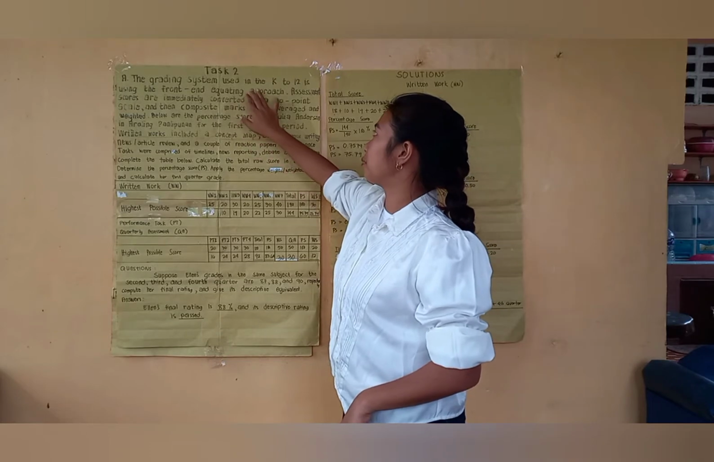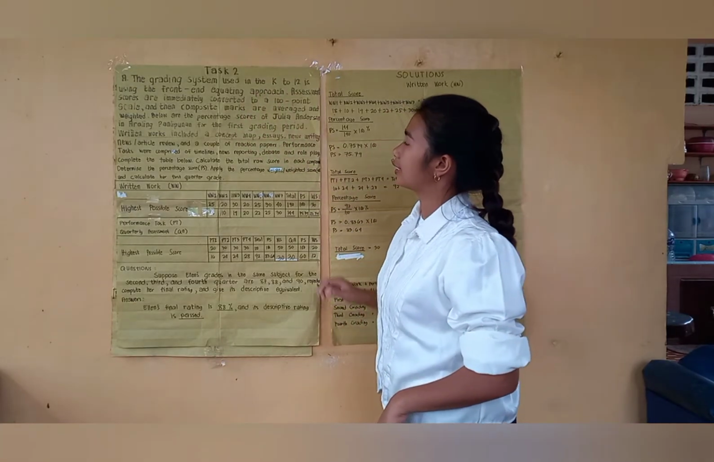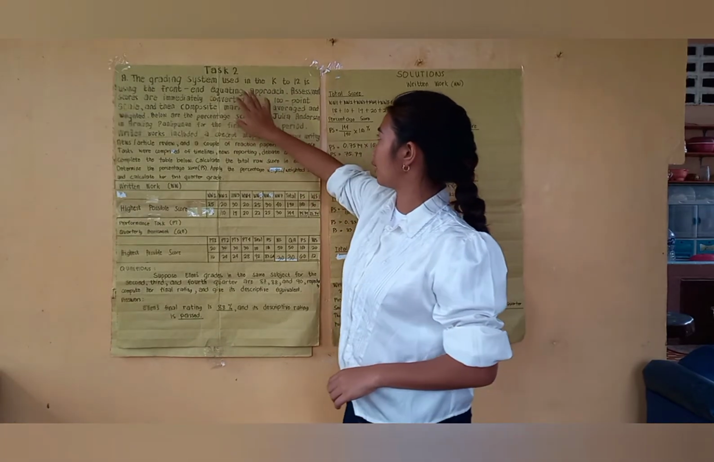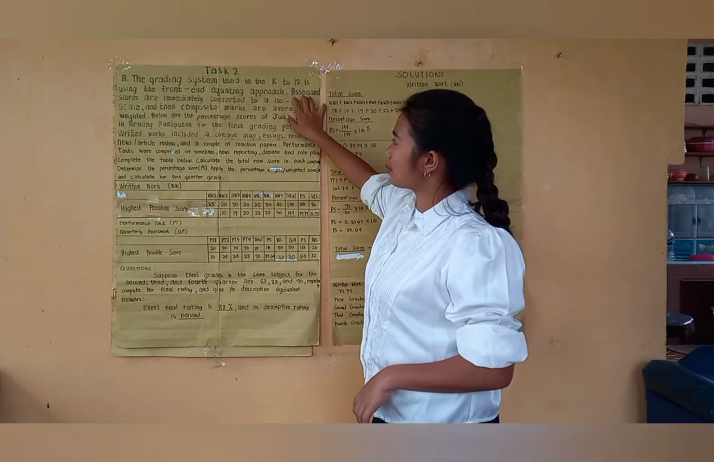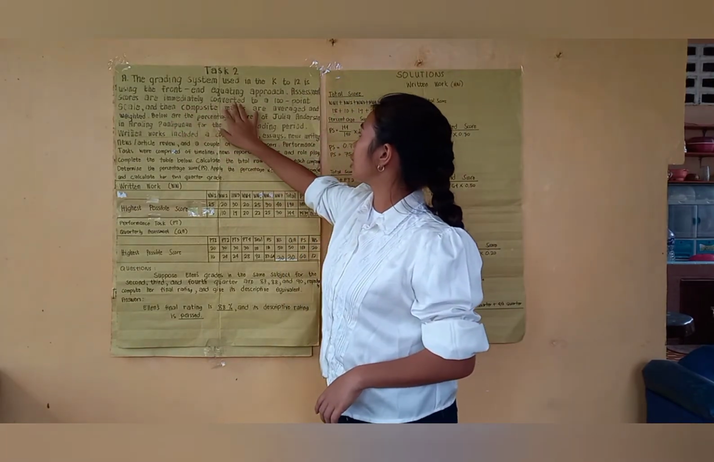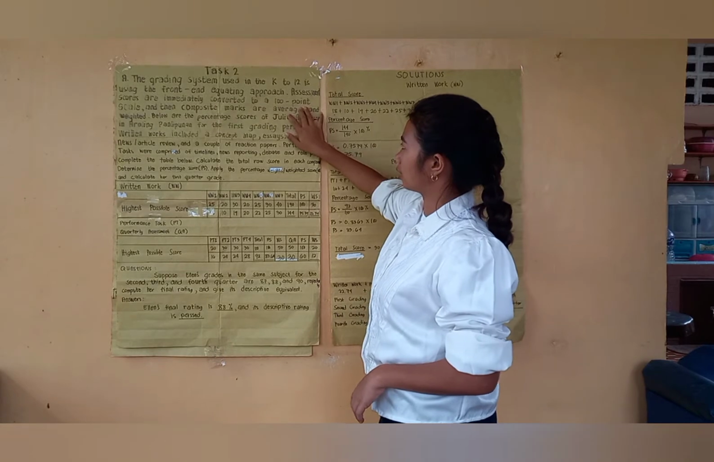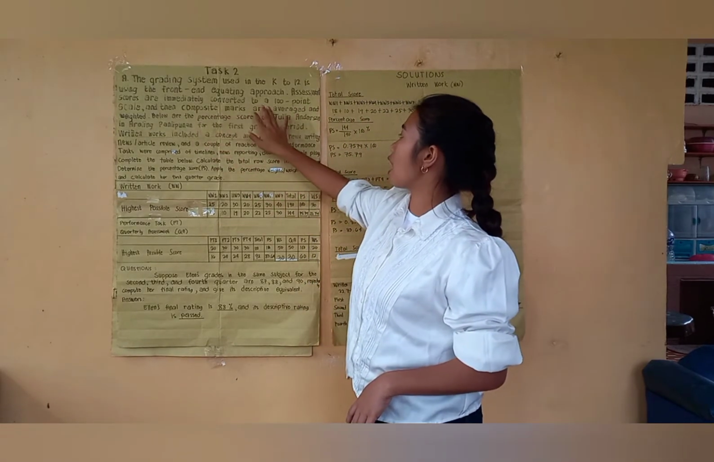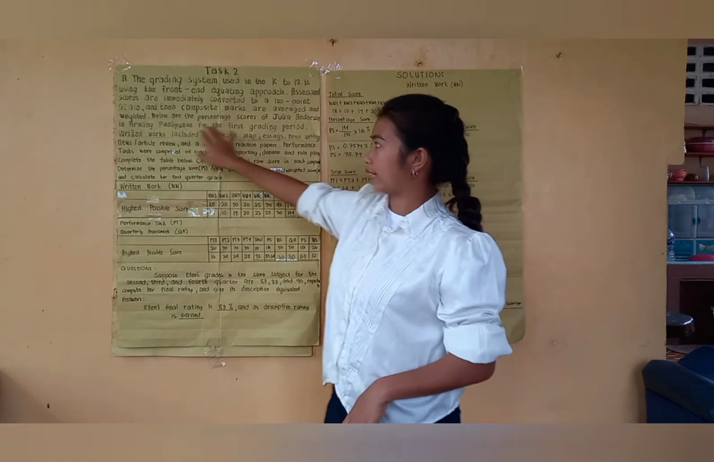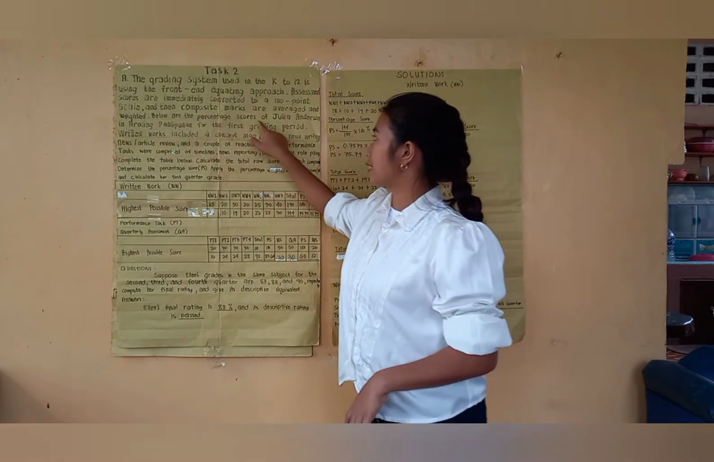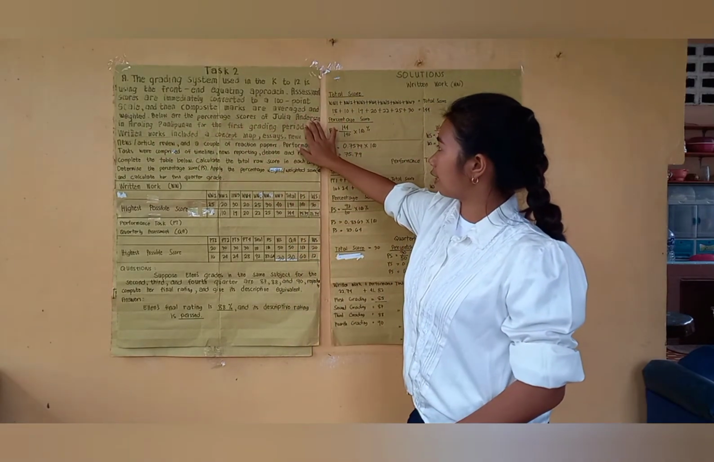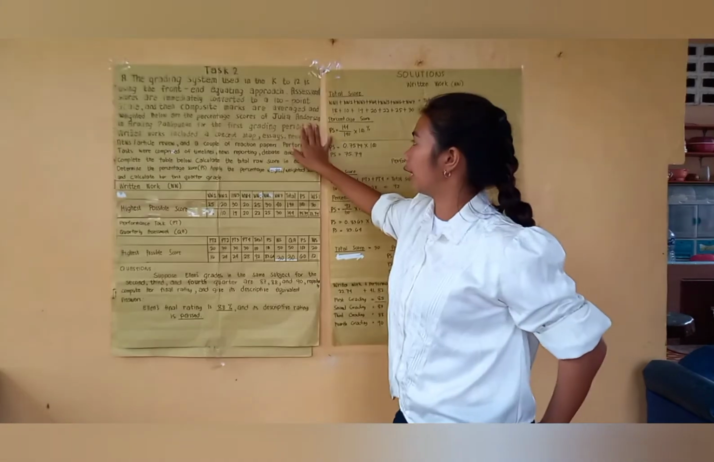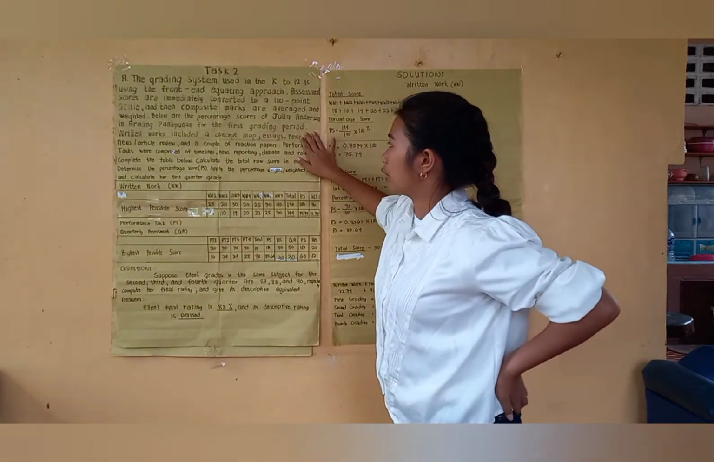The grading system used in the K-12 is using the front-end equating approach. Assessment scores are immediately converted to a 100-point scale, and then composite marks are averaged and weighted. Below are the percentage scores of Julia Anderson and Annalyn Panikulan for the first grading period.